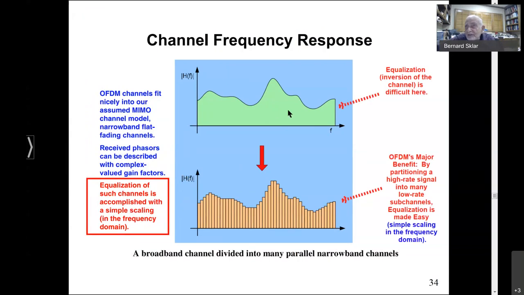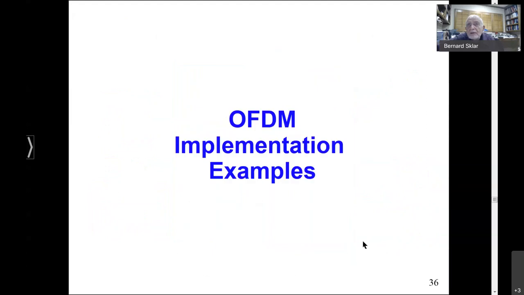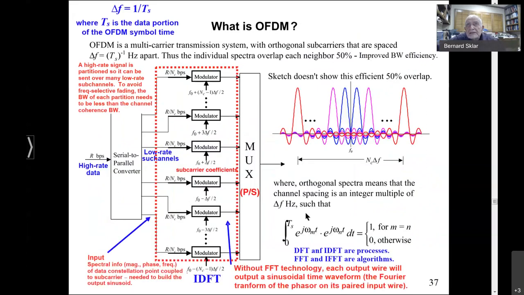Equalization inversion is difficult here, and the benefit is that low rate subchannels make scaling easy. OFDM implementation examples. Okay, so remember, what is OFDM? First of all, this is important to notice. When I talk about DFT and the inverse DFT, those are processes. This is an IDFT, that is a process. You put N points in, you get N points out.